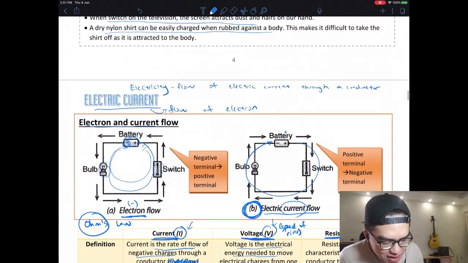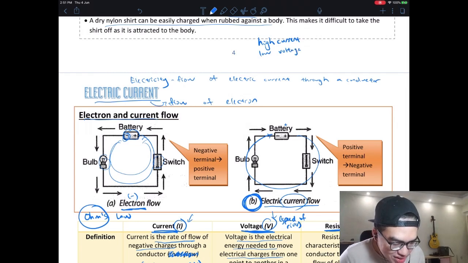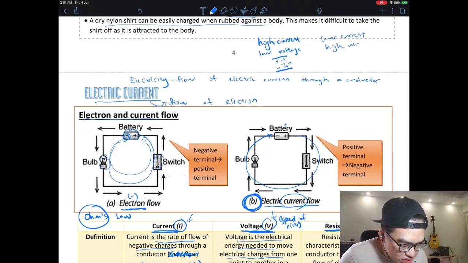Okay, let's say high current, low voltage, what does it mean? It means the river is very wide, and the river is going very slow. If it is low current, high voltage, it means the river is very narrow, but it's going very fast.